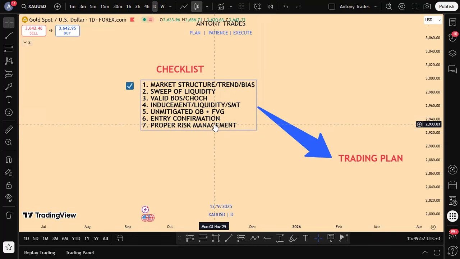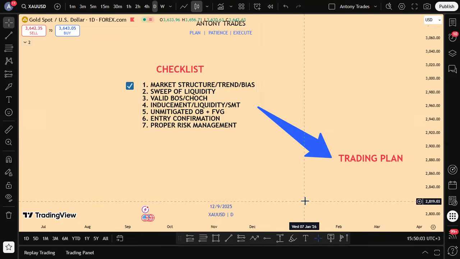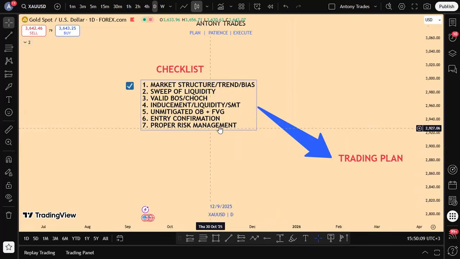because my risk management is not your risk management. I might have a small account, you might have a bigger account. So you apply your risk management according to the account that you are having, the account size.